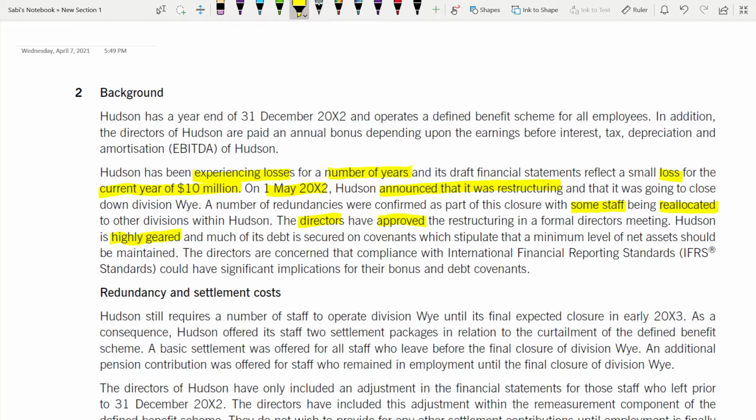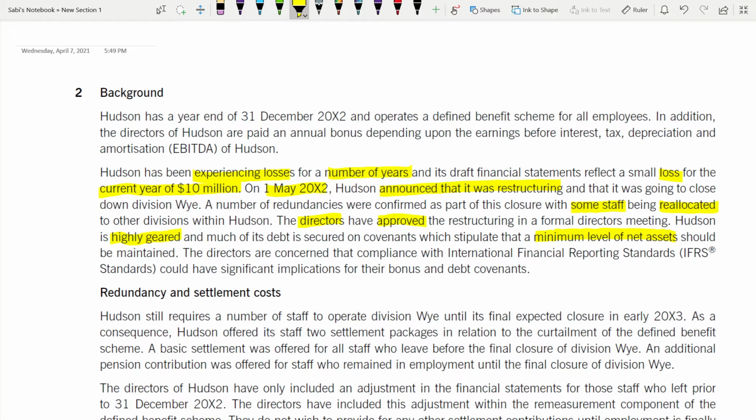Most of you, when you're reading, think it's not important and just overlook it, right? So don't do this. Highly geared, much of his debt is secured on covenant, because this all leads to your ethical issues. Remember that when you are highly geared, when you are near to breaching your debt covenant, right? So a minimum level of net assets should be maintained.